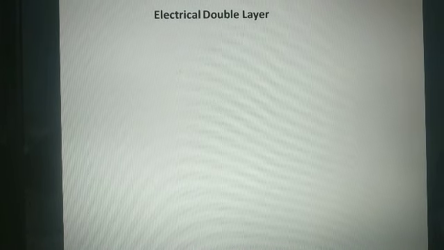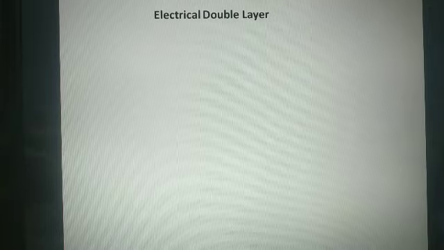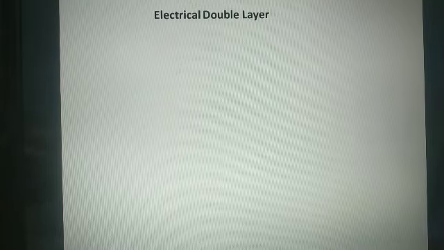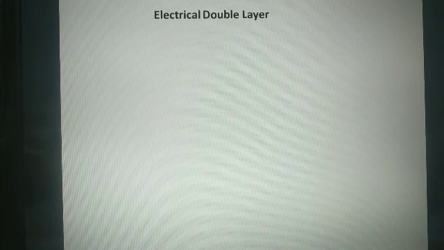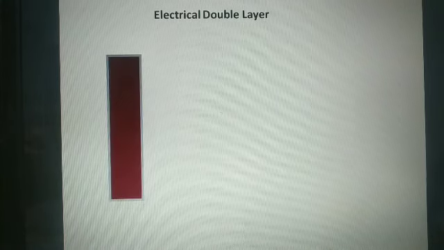Actually at the interface, there is always an electrical double layer that is present. Now what is this electrical double layer? Let us see that first.